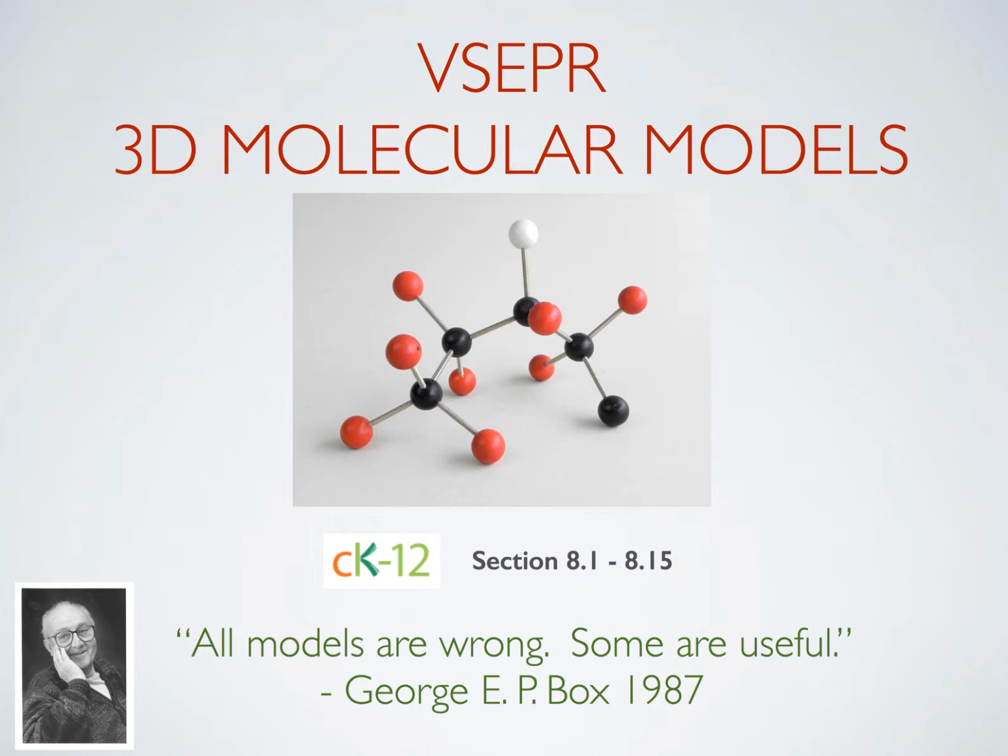Today we're going to be going through the Unit 7 notes on VSEPR, which is valence shell electron pair repulsion theory. This is also covered in the CK12 online text in sections 8.1 to 8.15.